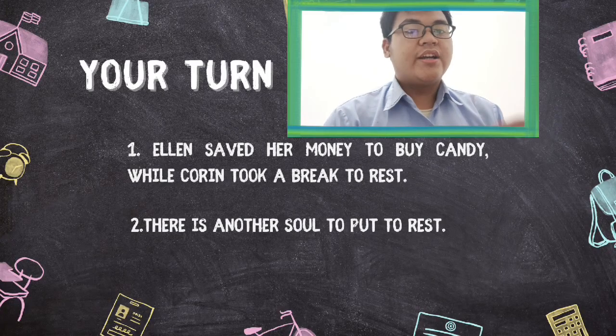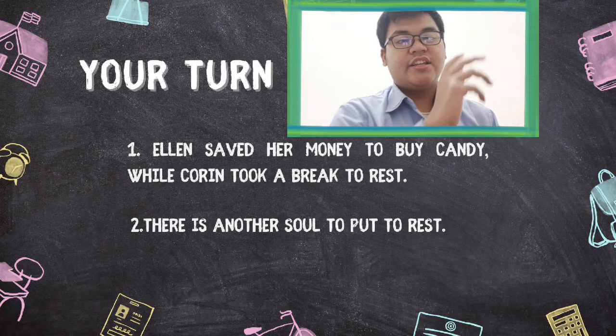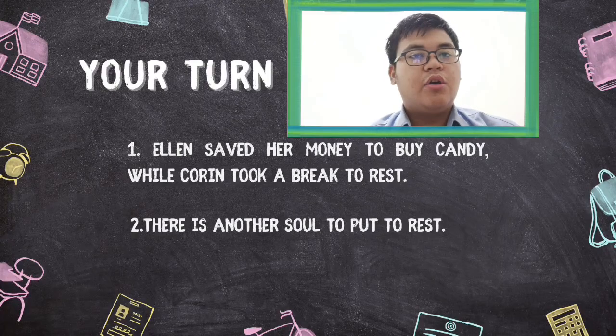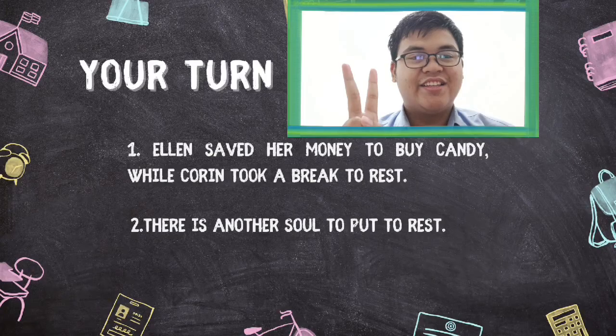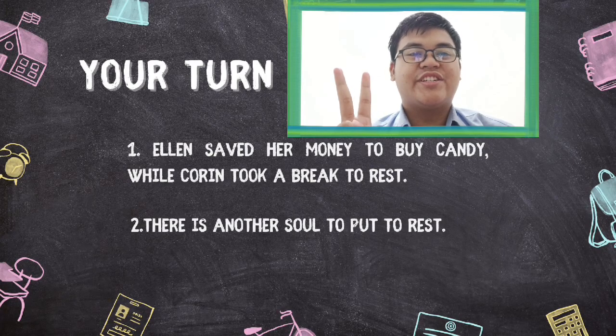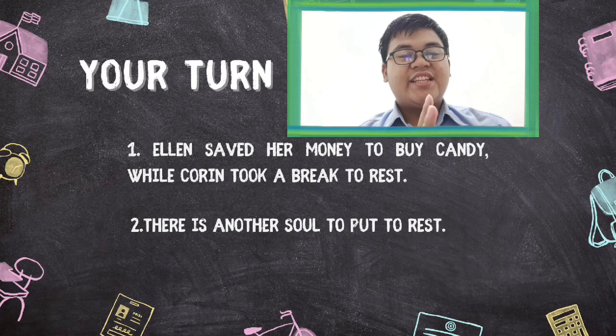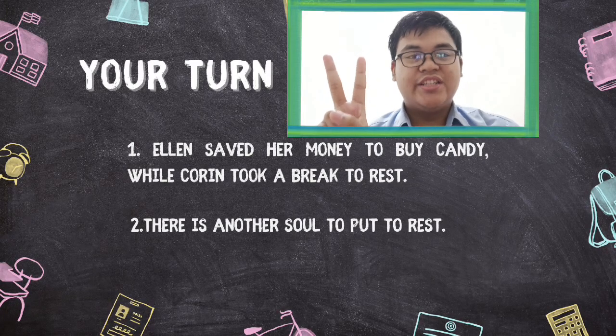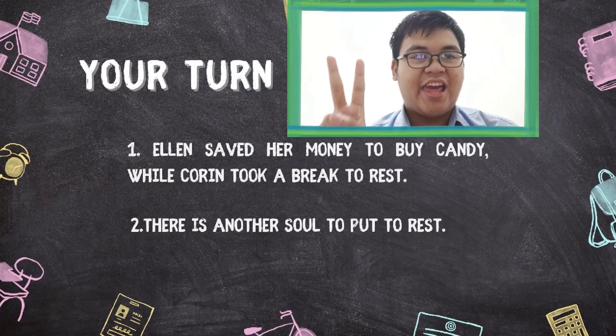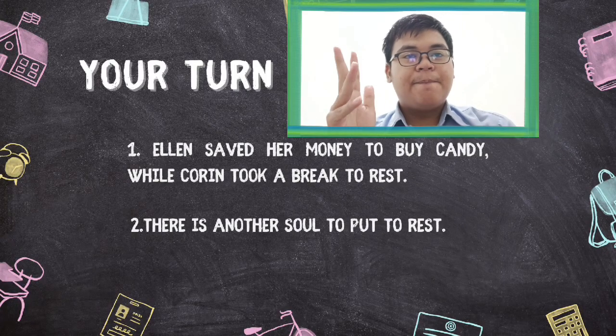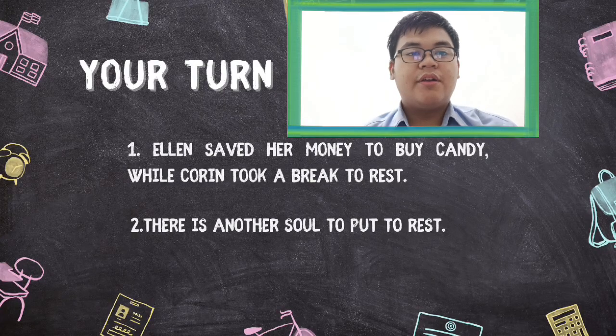Let me explain to you the result of the analysis of both sentences. In the first sentence, we have: Ellen saved her money to buy candy, while Corinne took a break to rest. This sentence has two clauses. If you remember, a simple sentence contains one subject and one verb, while this sentence has two clauses, so two subjects and two verbs. They are connected by the conjunction in the sentence, which is while.